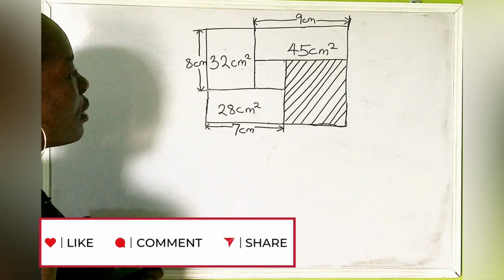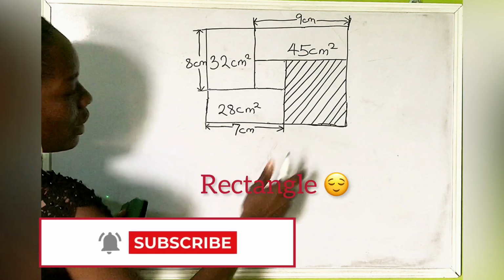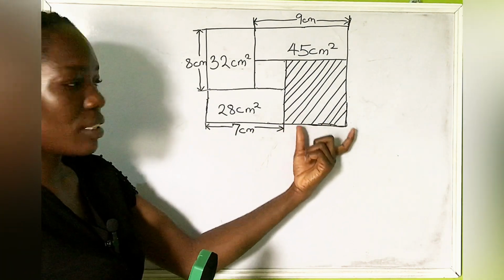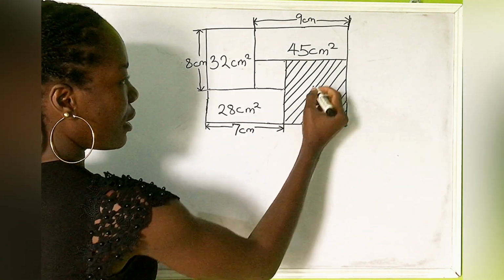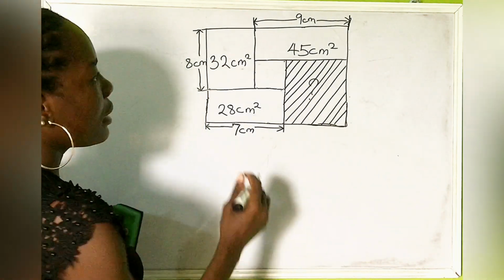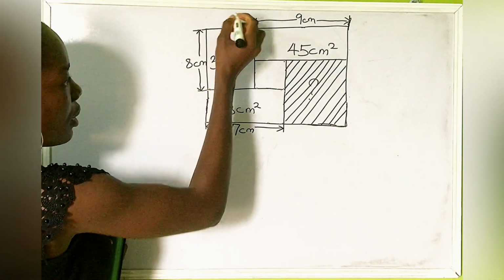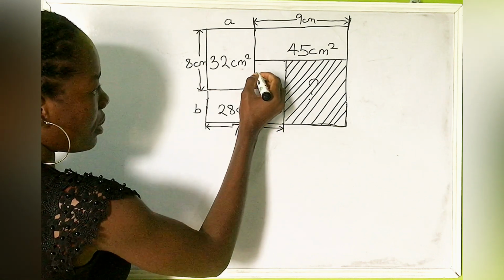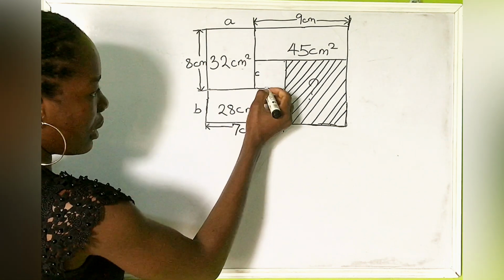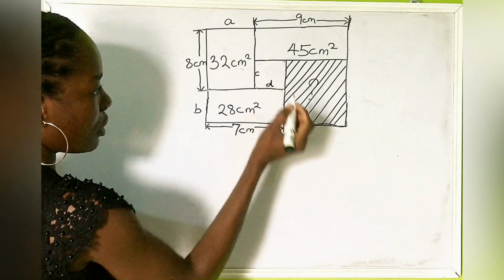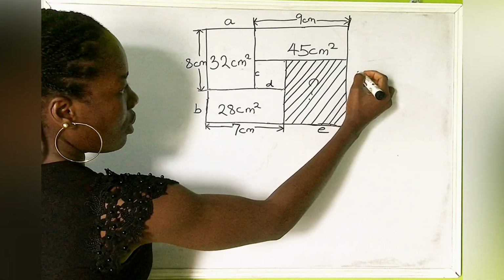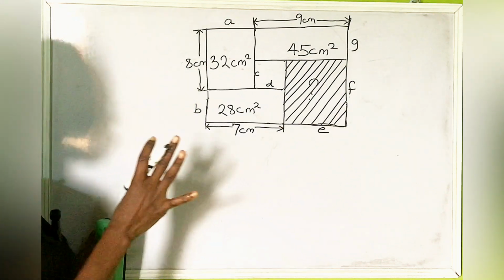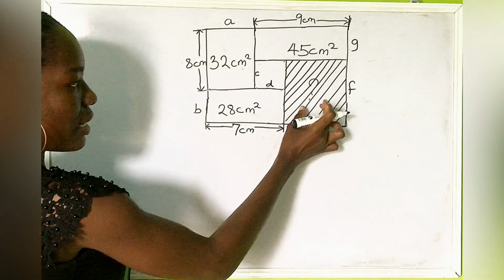Welcome to my channel. Okay, here we have this square and we're asked to find the area of this shaded portion. So we are looking for here. Now let's call here A and we'll call here B. We'll call here C, this part. Let's call here D, call here E, call here F, and call here G. Just watch how to get this shaded part.